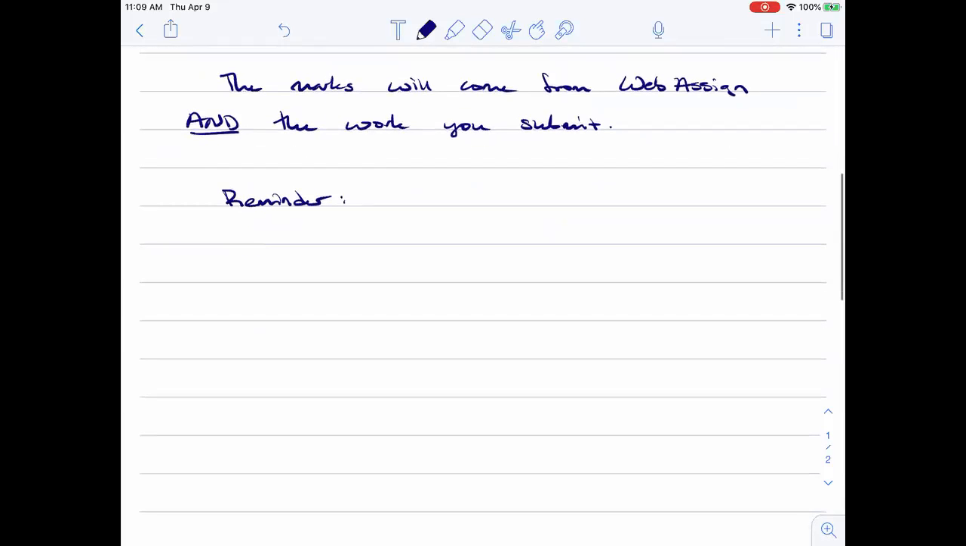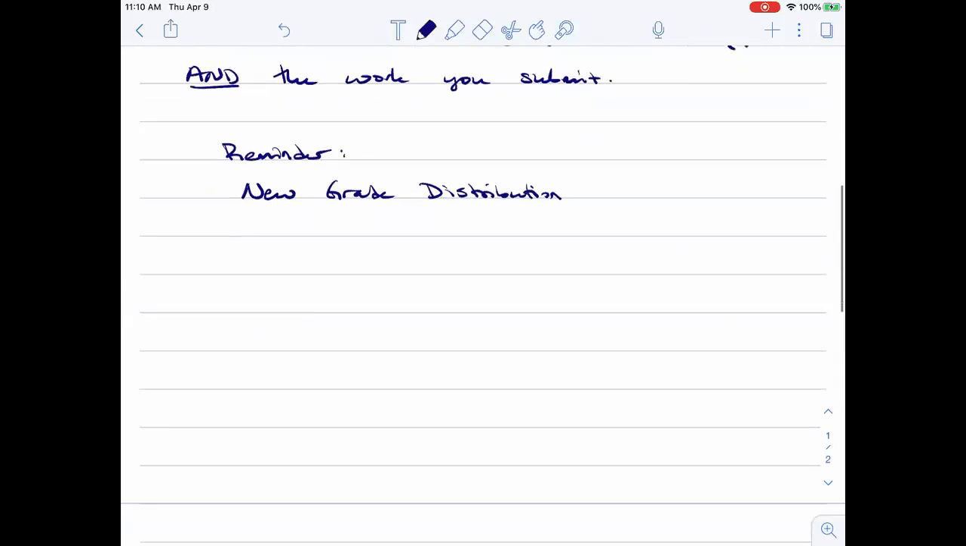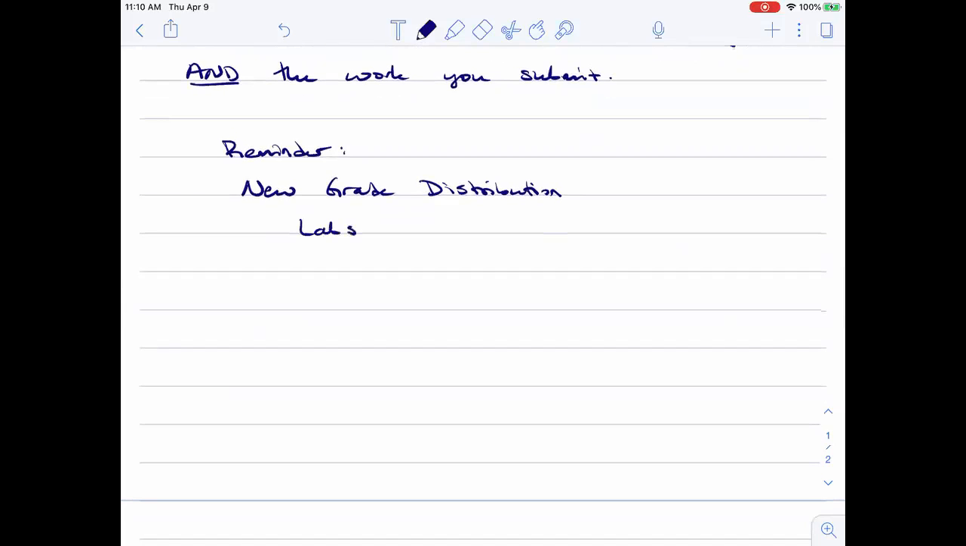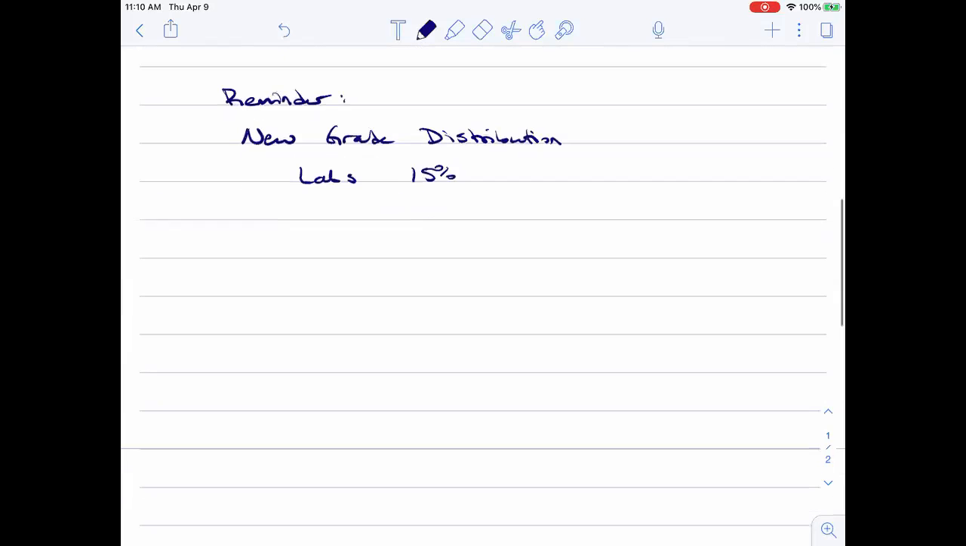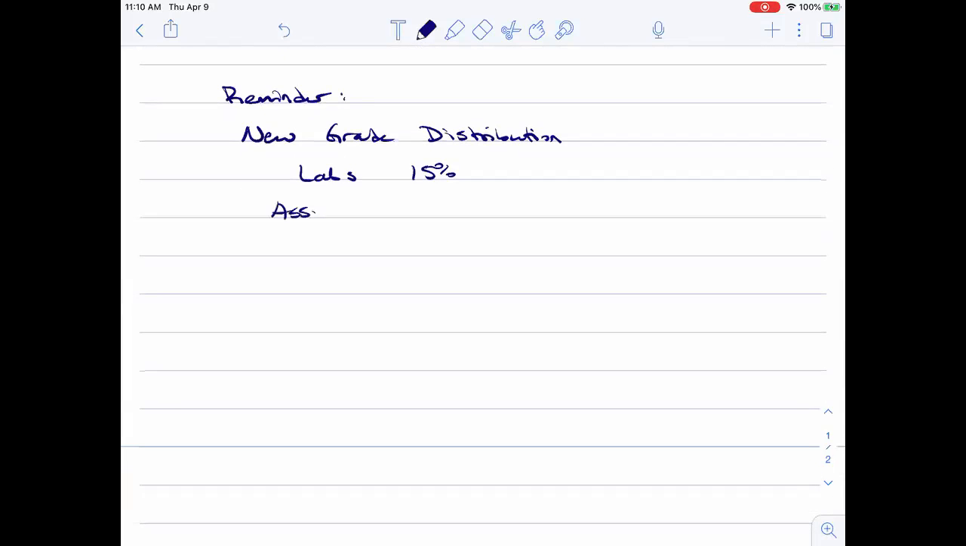Just as a reminder, the new grade distribution: labs are 15%, assignments are 20%, and I extended those due dates. I think they're due today though, because it's the last day of classes.